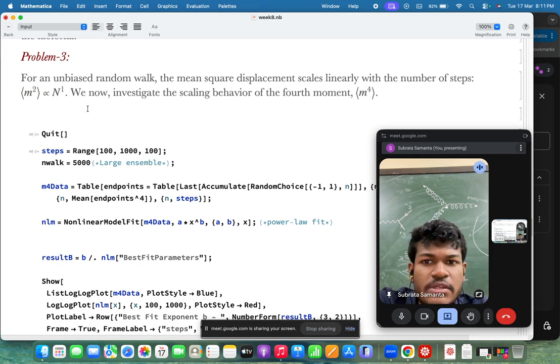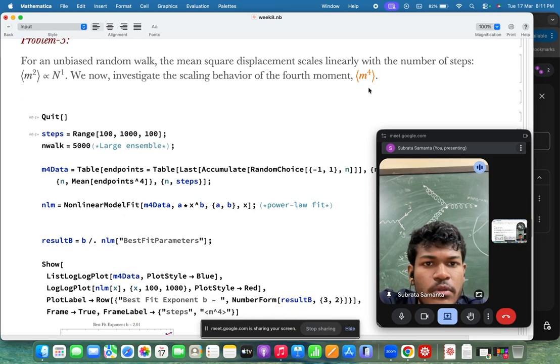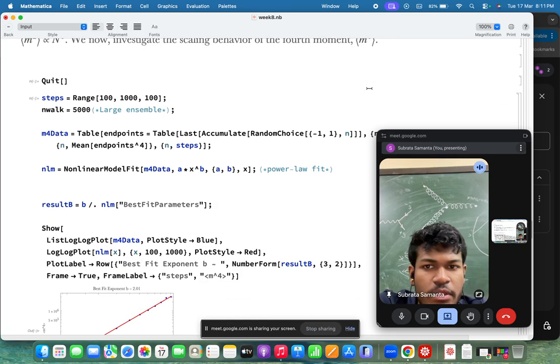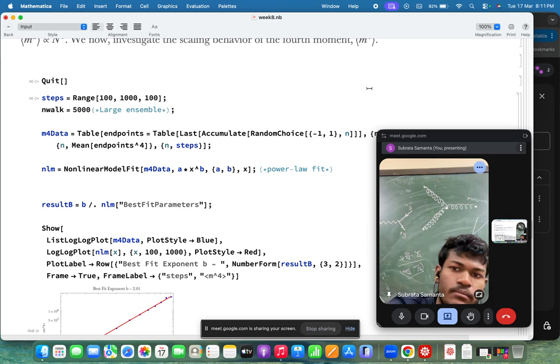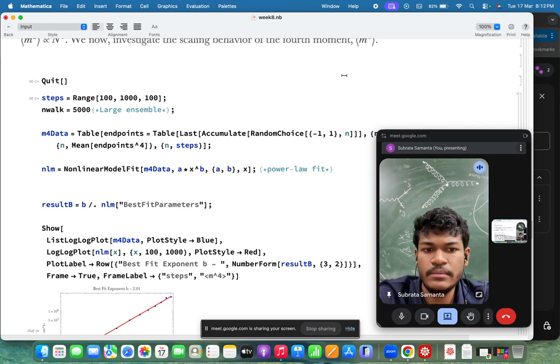So, now we investigate the scaling behavior of the fourth moment. That is, the average of m to the power 4, and how it behaves. So, this is your fourth moment. This point is clear, right?